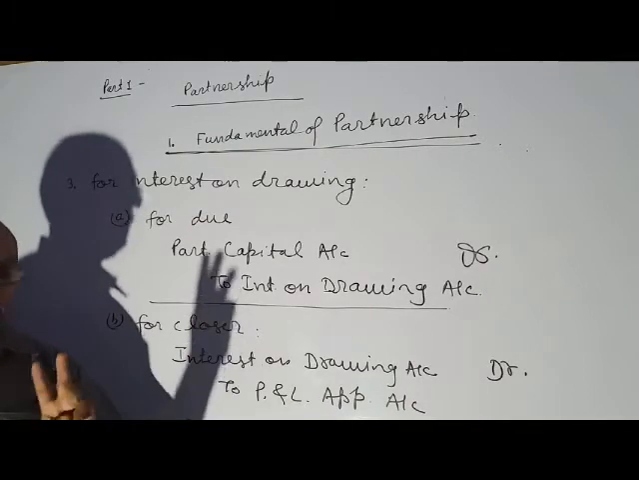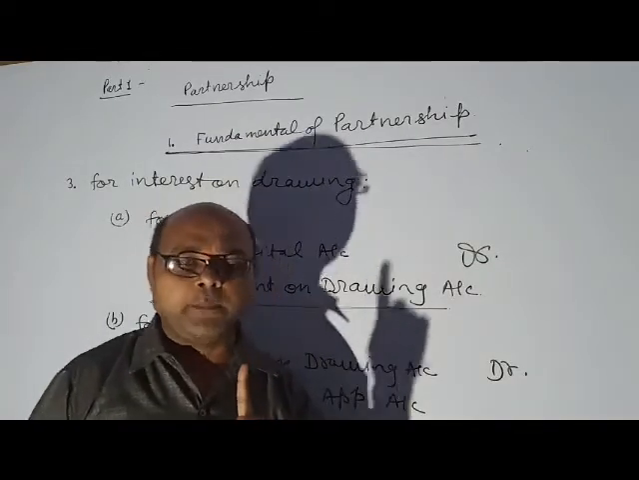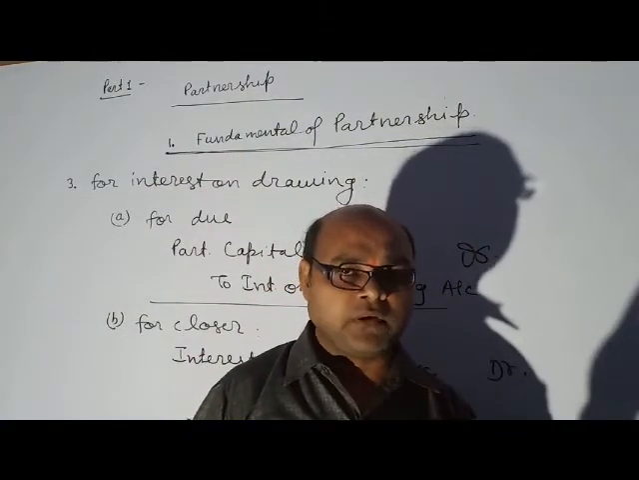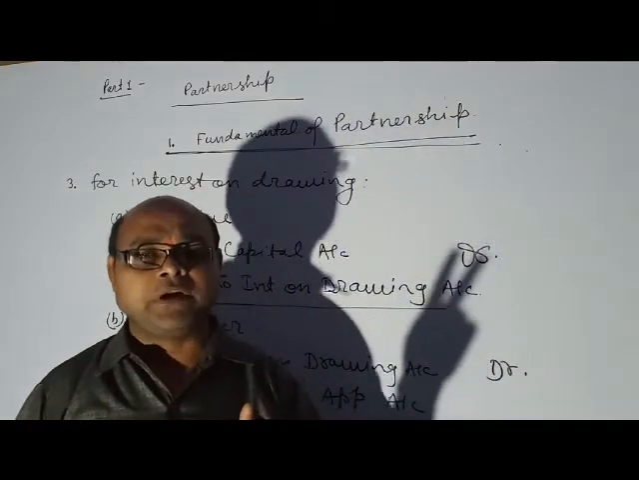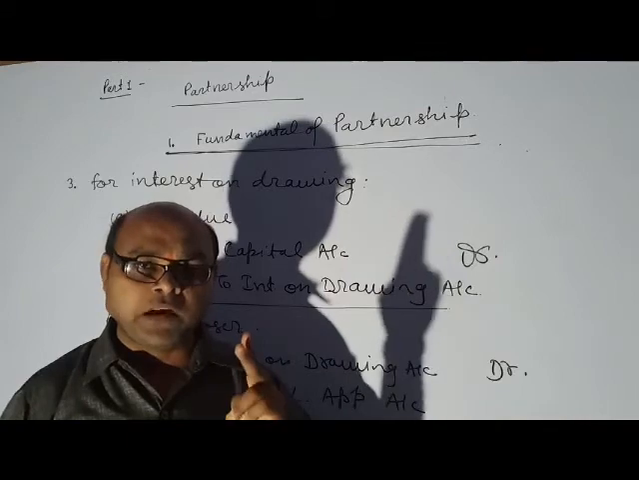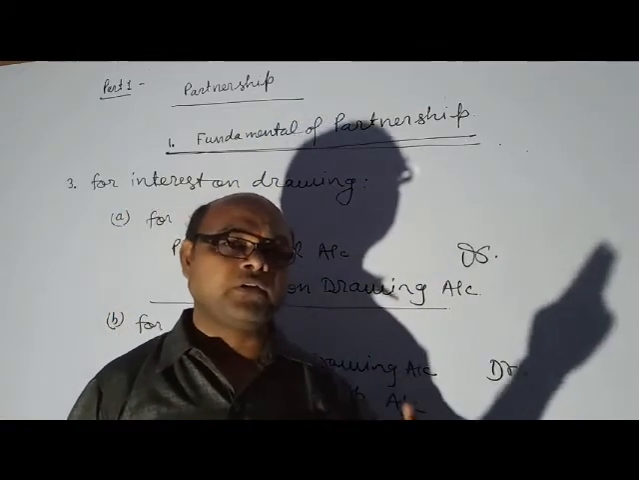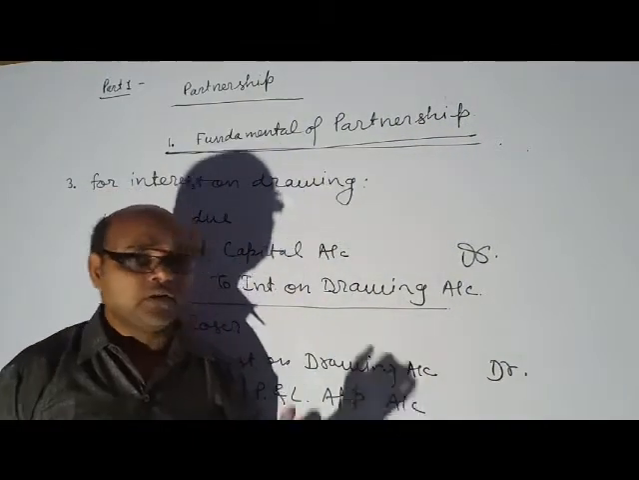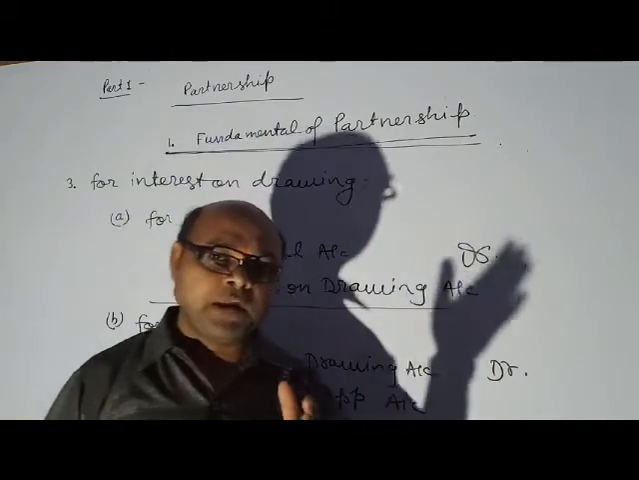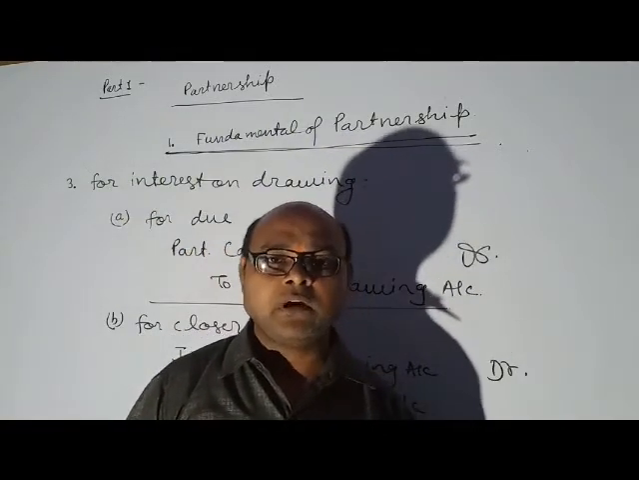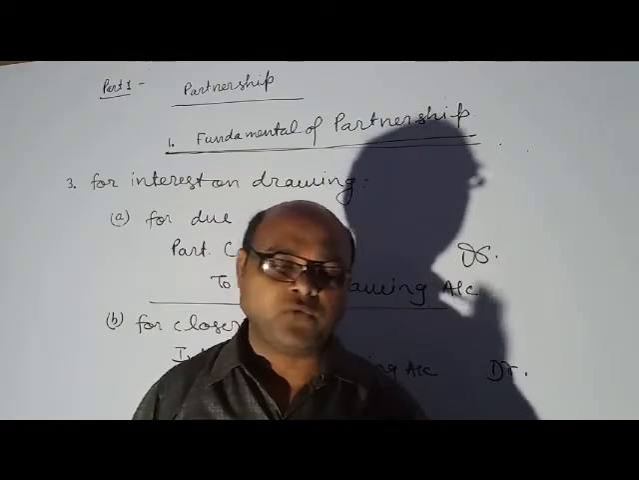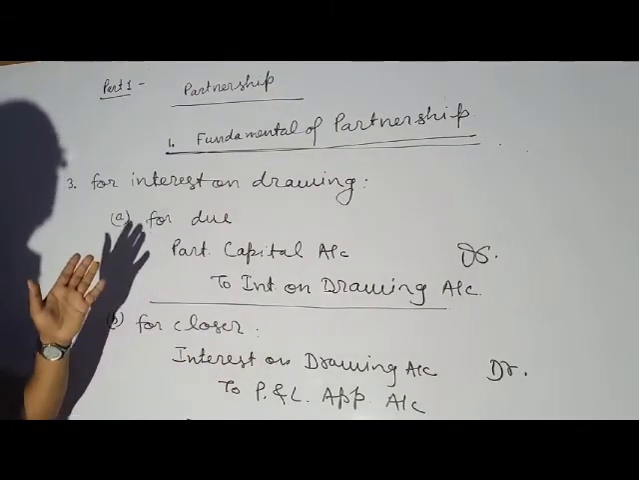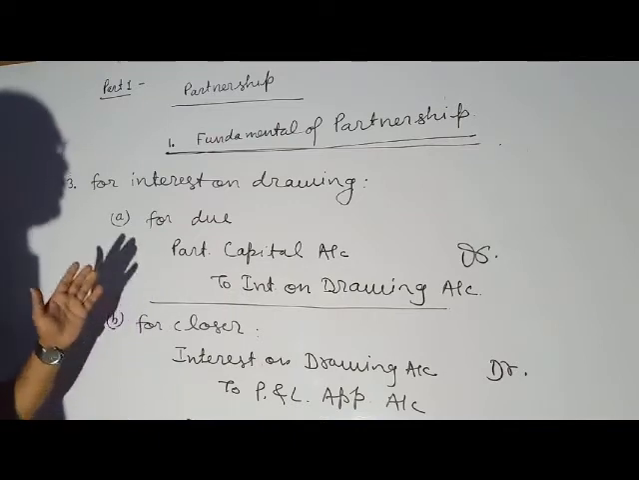Now you have seen three points: interest on capital, partner's salary, bonus, commission. For these two points, you will record on the PL appropriation account debit side and the partner's capital account credit side. Third, interest on drawing, we will record on the PL appropriation account credit side and the partner's capital account debit side. So all these three transactions will be recorded with two entries.